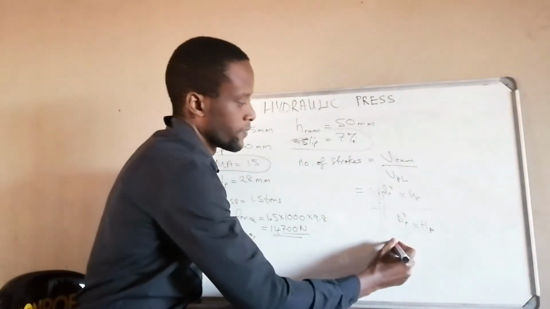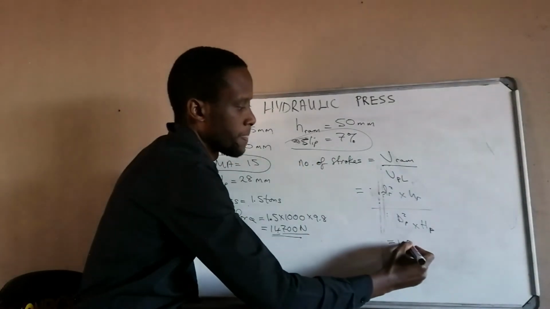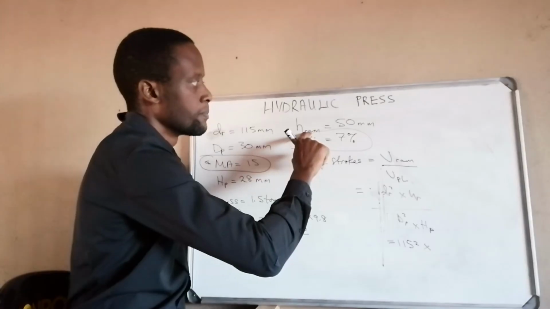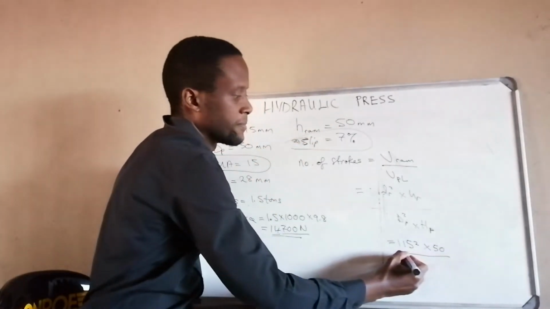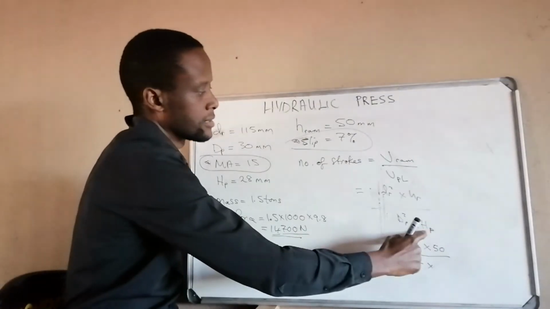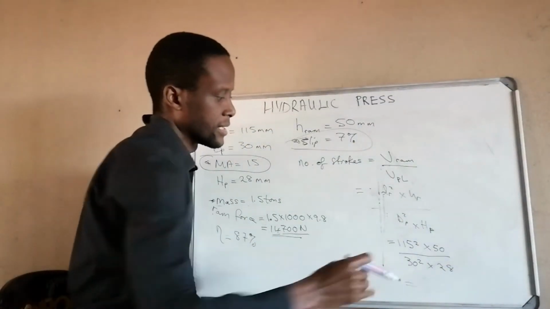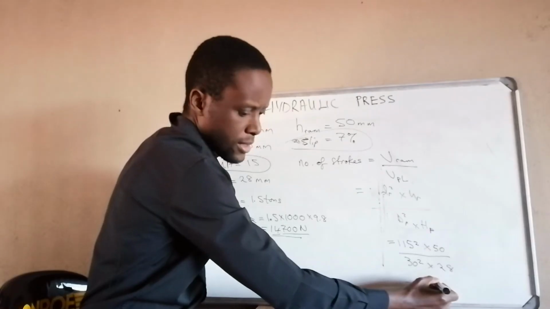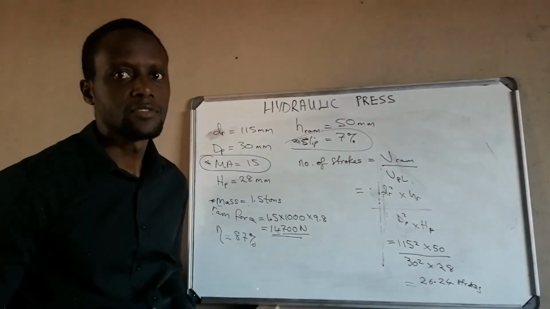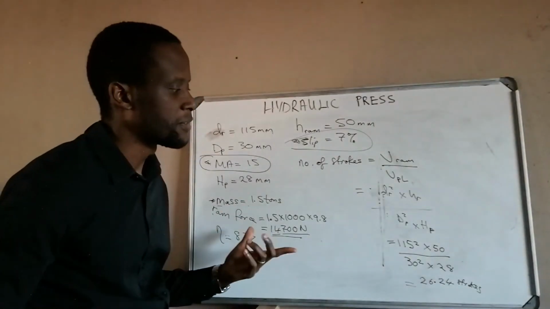So if we substitute, what we'll be saying is the diameter of the ram, 115 millimeters, squared, times the height that you are aiming for, 50 millimeters, divided by the diameter of the plunger, 30, squared, times the stroke length, which is 28. And when we calculate this, it gives us an answer of 26,24 strokes. Now this 26,24 strokes is as if the machine is perfect, as if there is no slip.